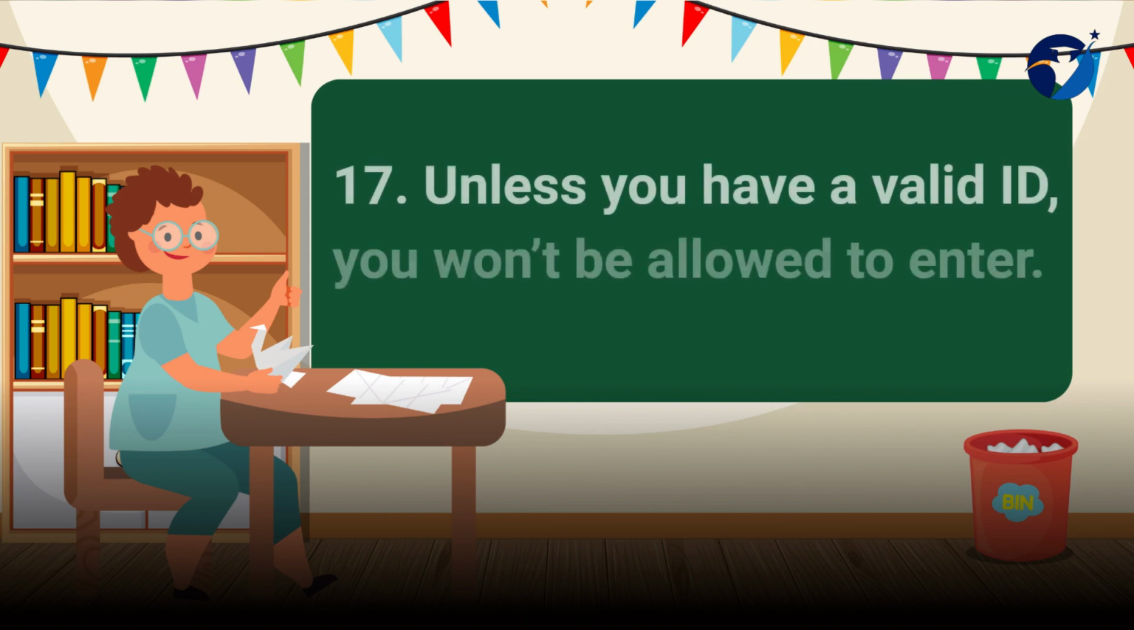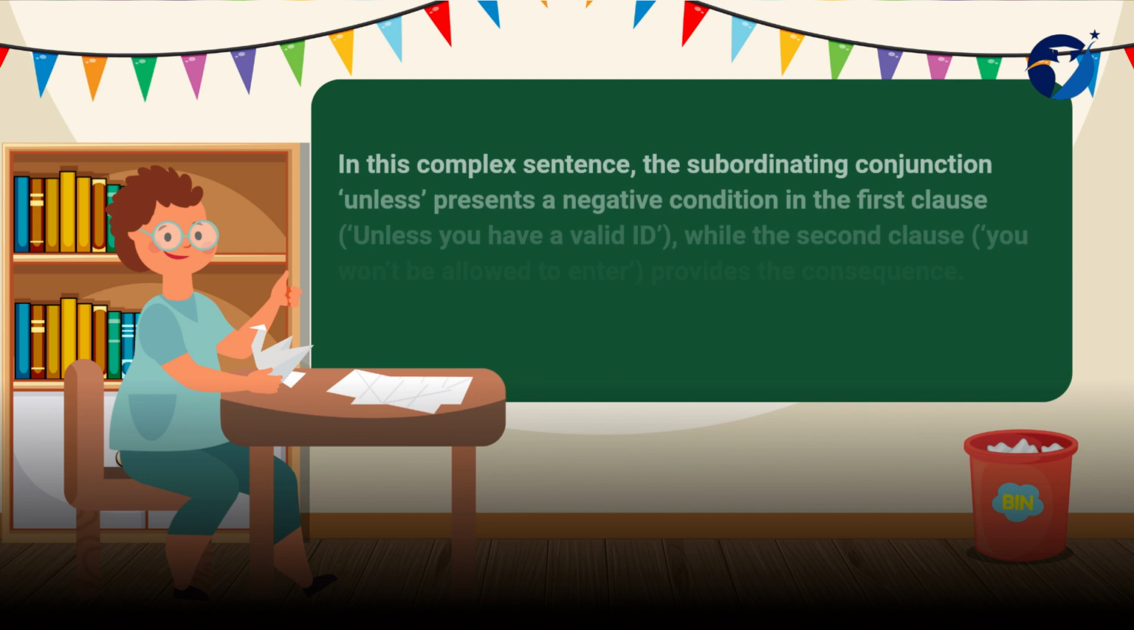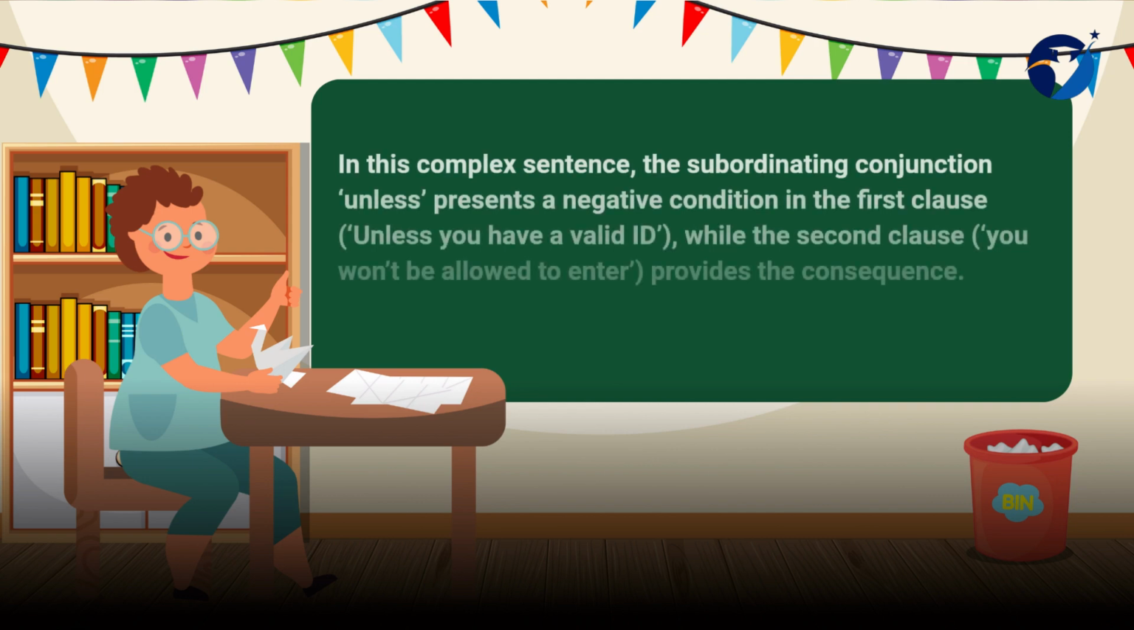17. Unless you have a valid ID, you won't be allowed to enter. In this complex sentence, the subordinating conjunction, unless, presents a negative condition in the first clause, unless you have a valid ID, while the second clause, you won't be allowed to enter, provides the consequence.